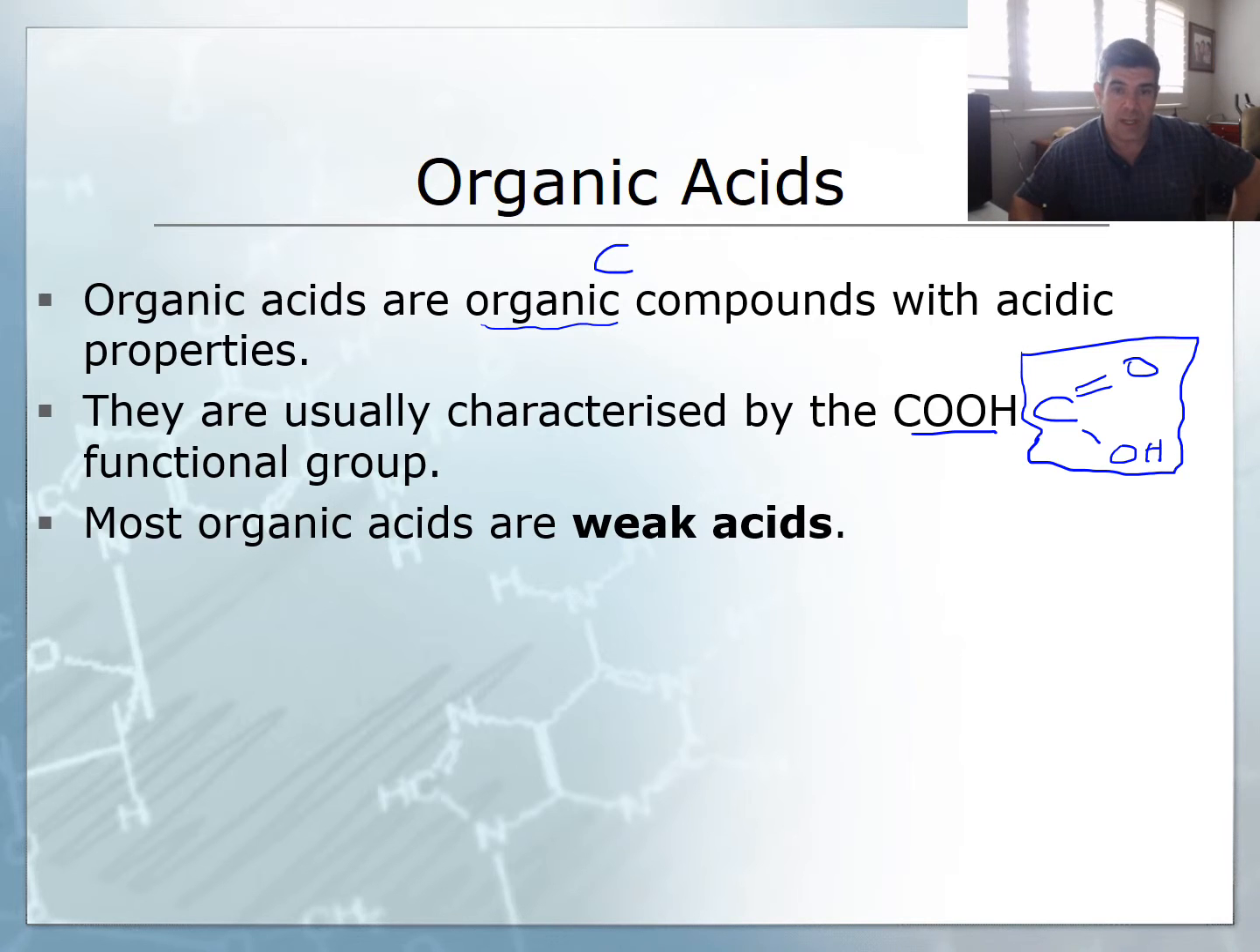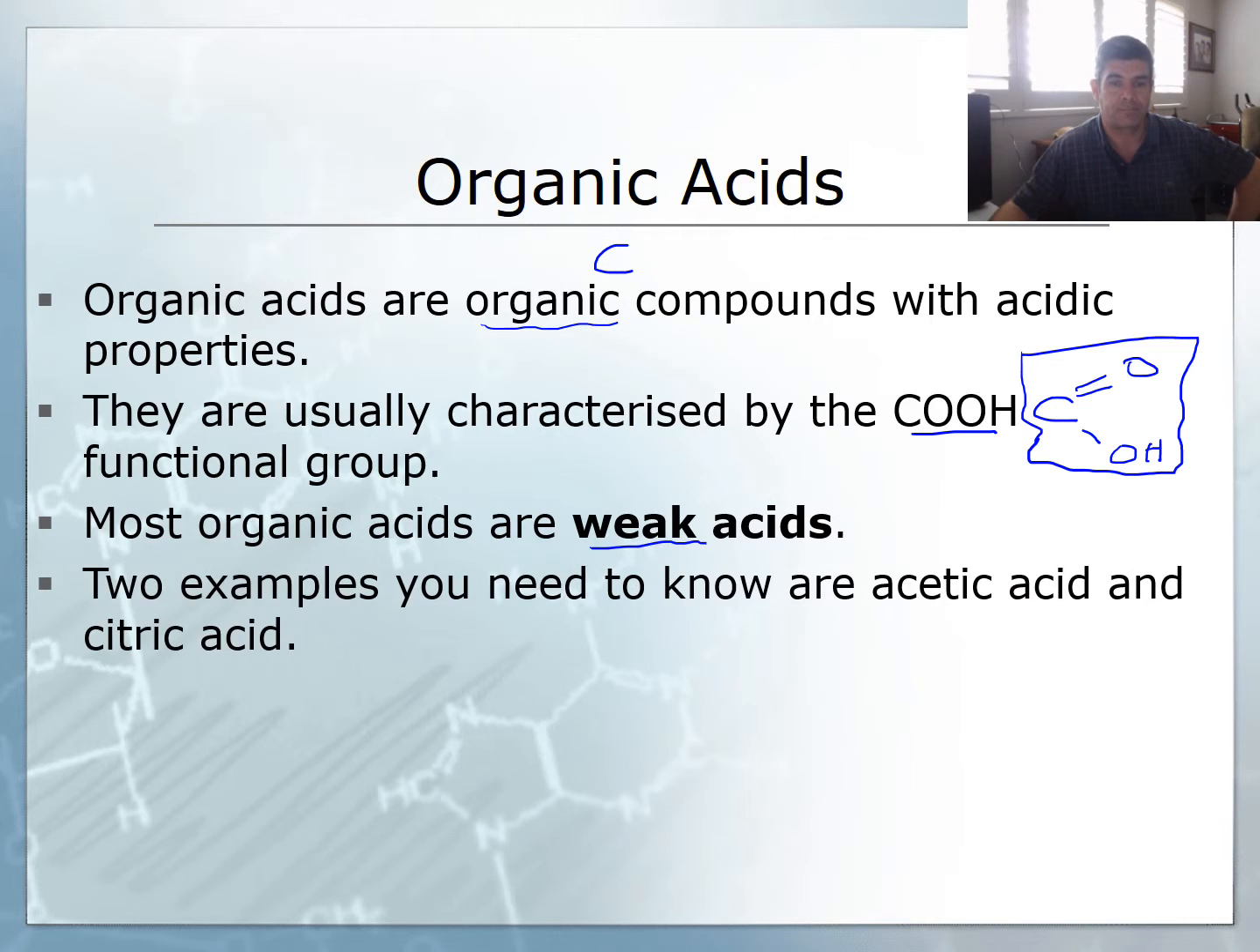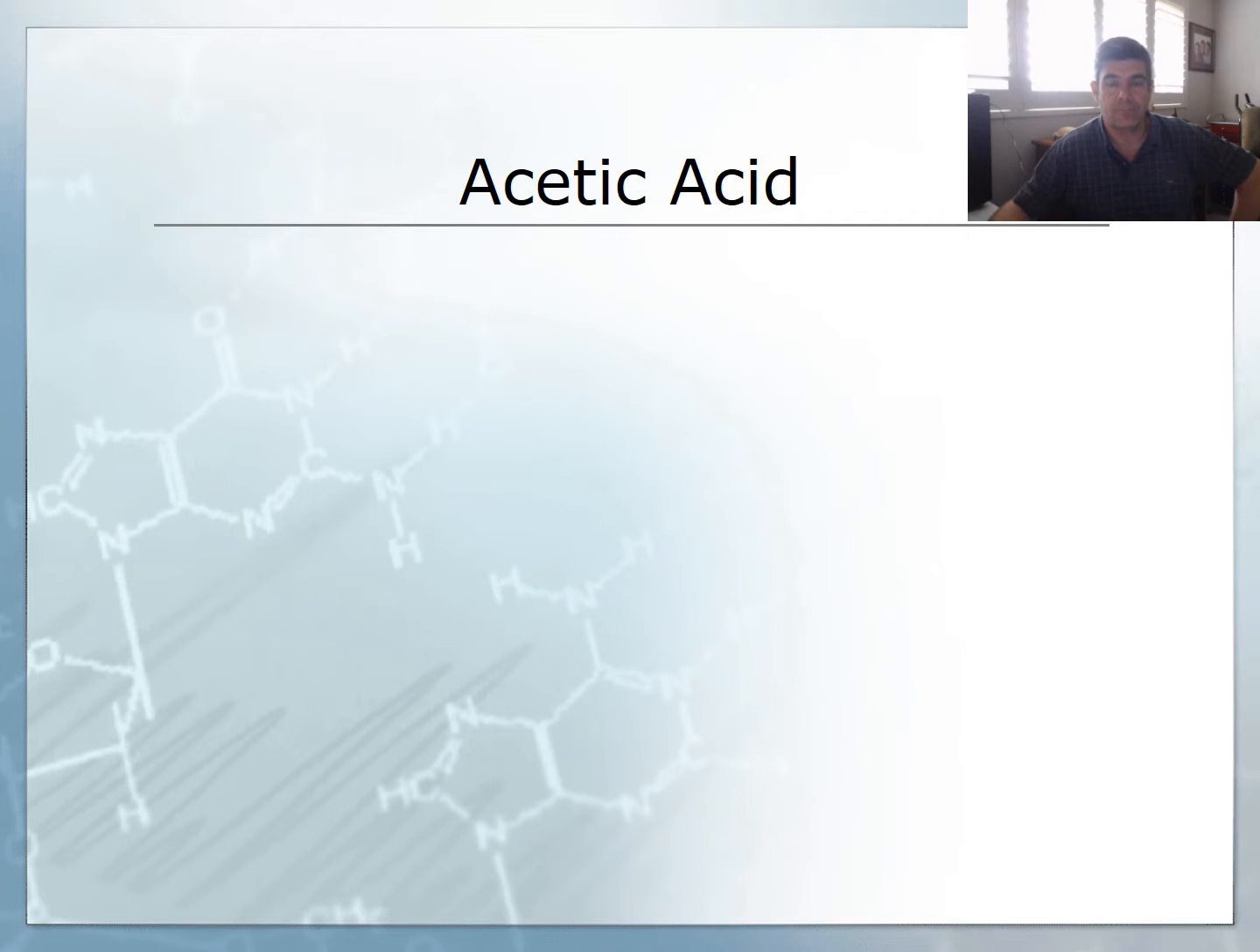Now, most of the organic acids are weak acids, and therefore they will not fully ionize, and I will produce one more slideshow for you which will look specifically at the difference between the strength and the concentration as we apply those terms to acids and bases. So the two examples we want to look at are acetic acid and citric acid. So the first of these is acetic acid.